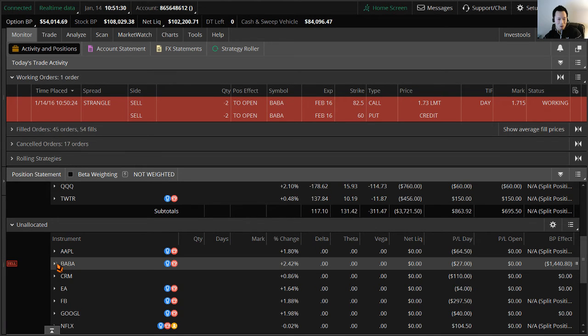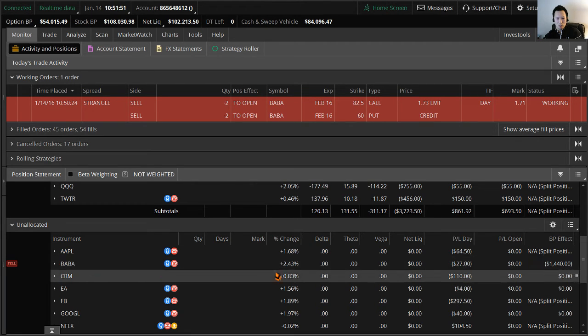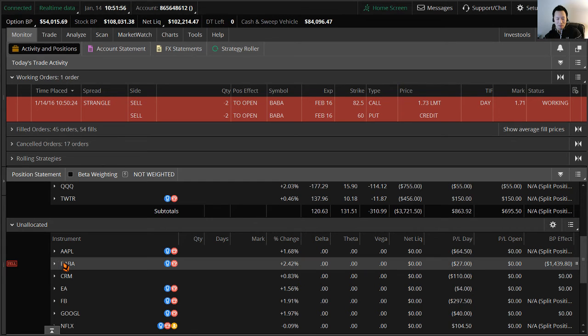Between now and BABA's earnings in 2 weeks, the premiums will probably stay pretty high, because volatility tends to stay very steady or go up prior to earnings. So I shouldn't expect too much volatility decrease in this position between now and earnings. But I do expect theta decay, so theta will work in my favor.